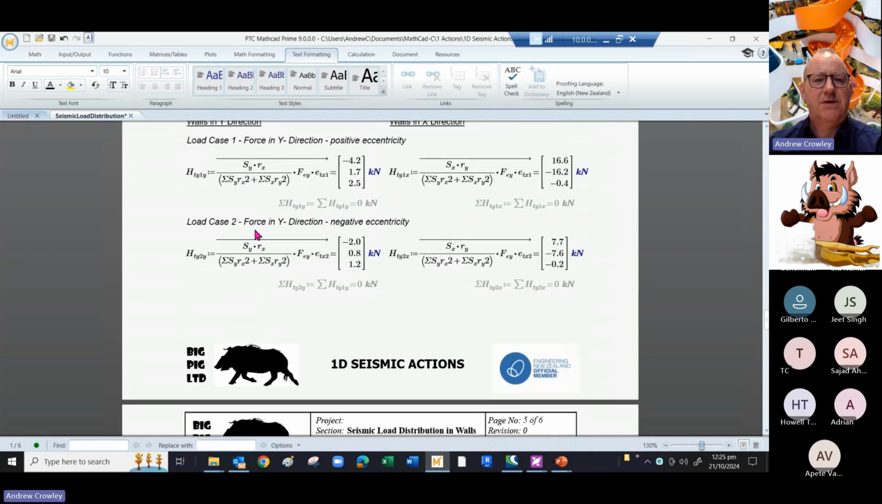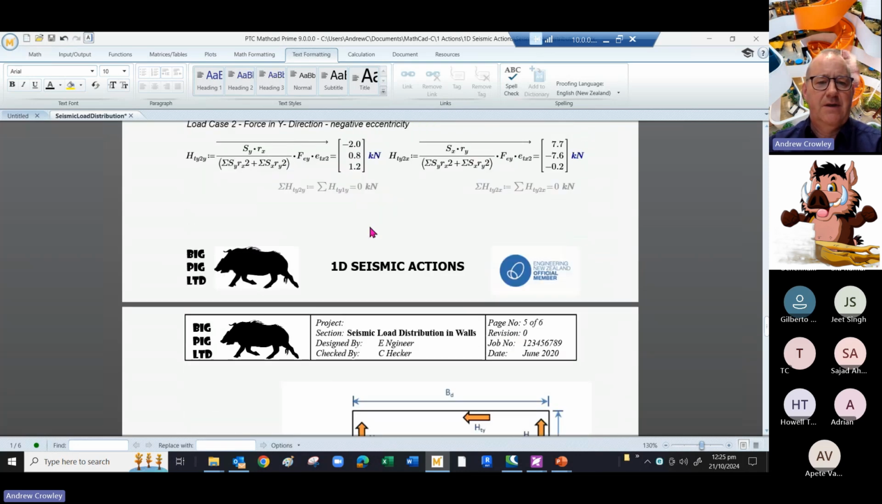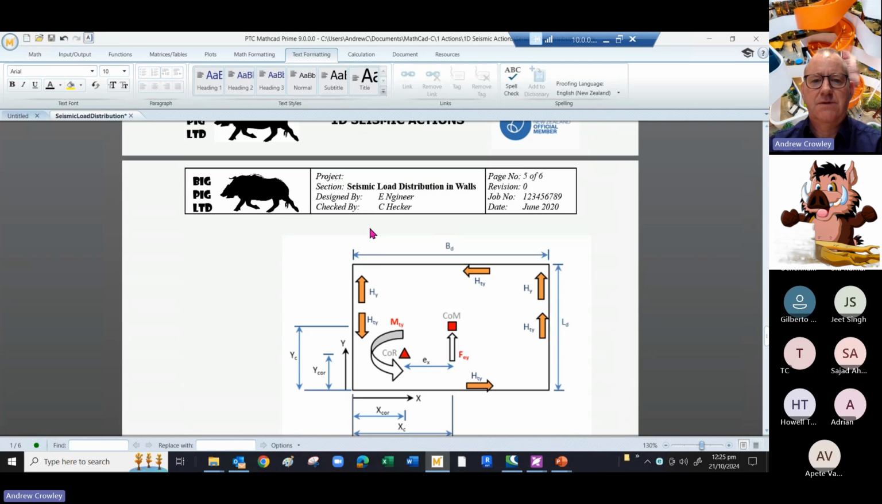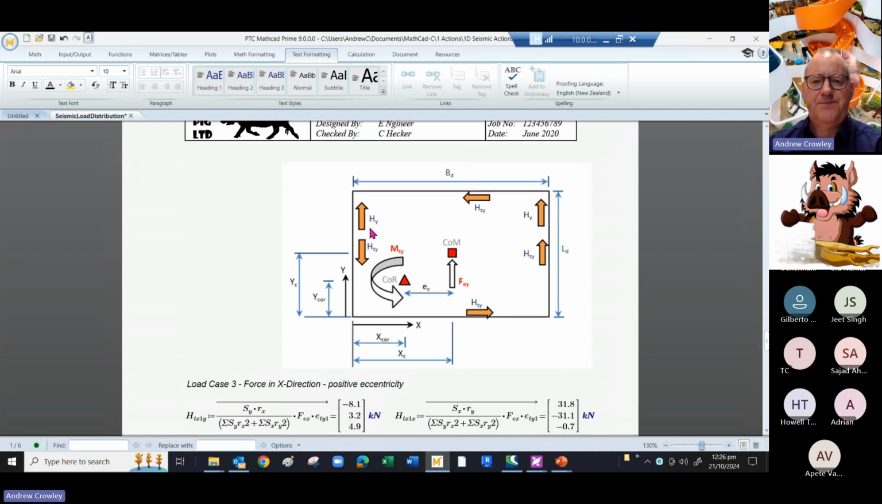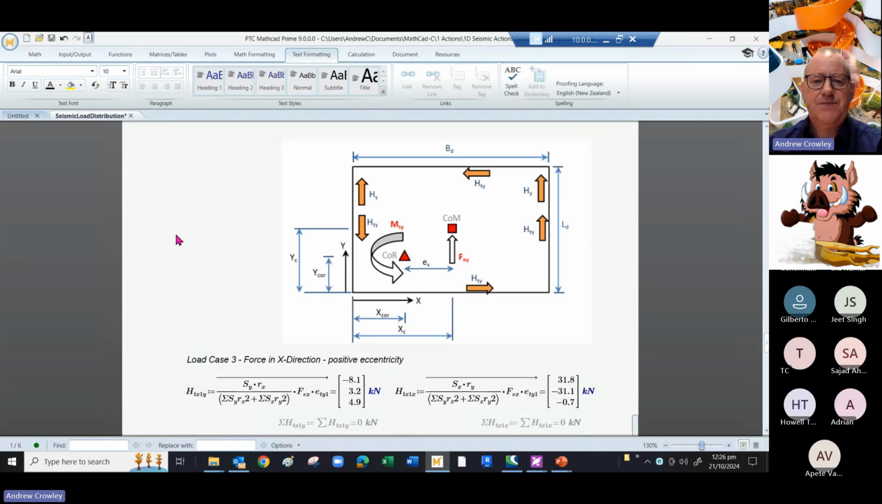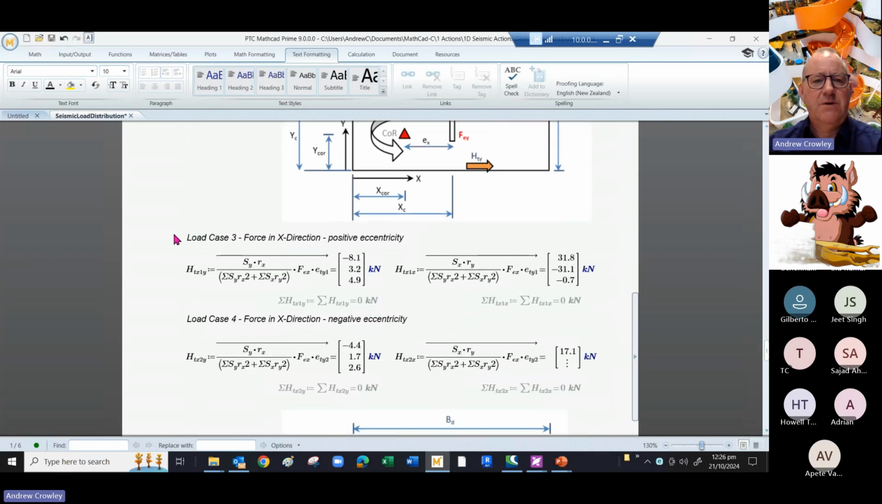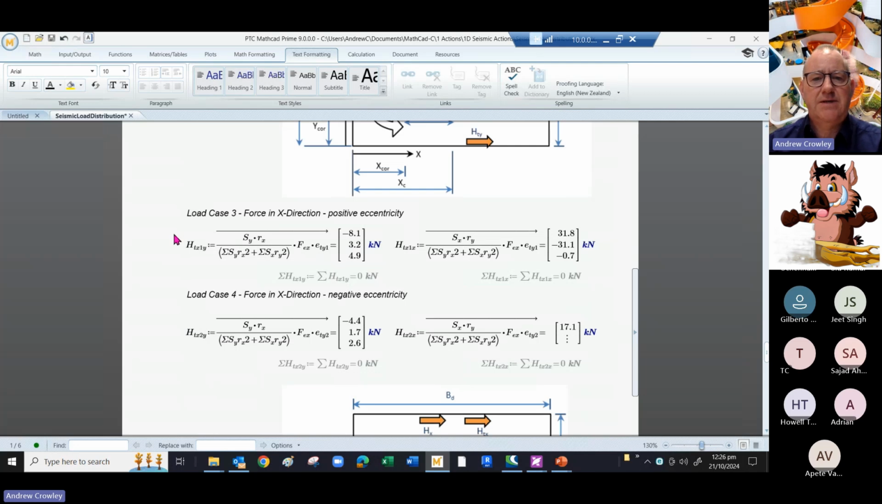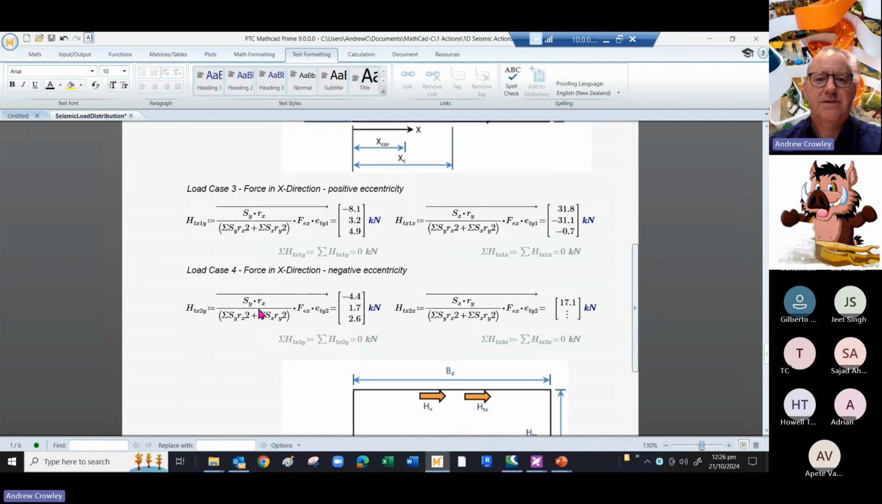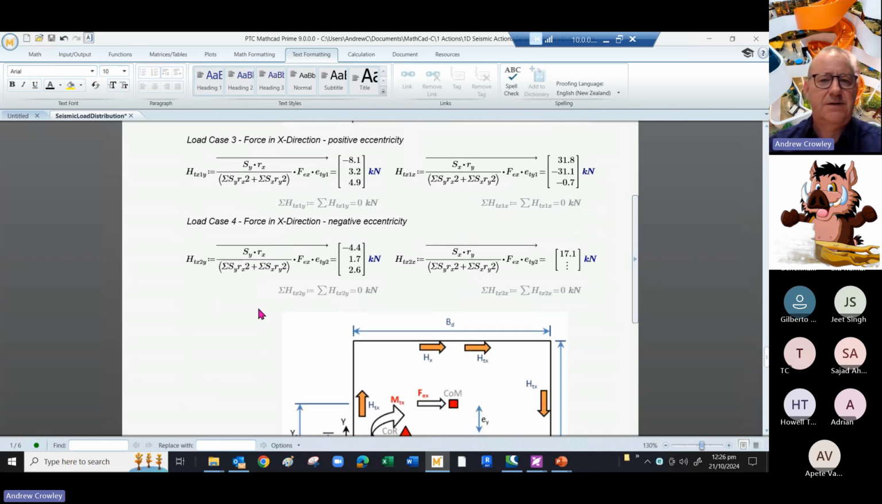Then we've got load case 2, force in the x direction with negative eccentricity. So those are those two load cases here, and that's where we've distributed the load applied in the y direction around the shear walls. Then we've got load case 3, which is a force in the x direction with positive eccentricity. And then we have load case 4, which is a force in the x direction with negative eccentricity.